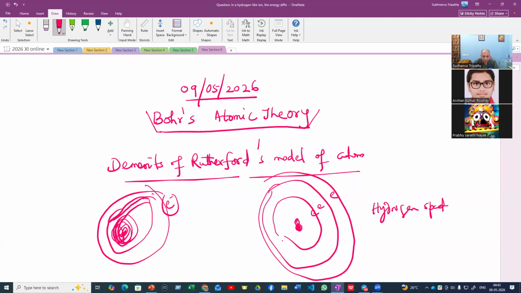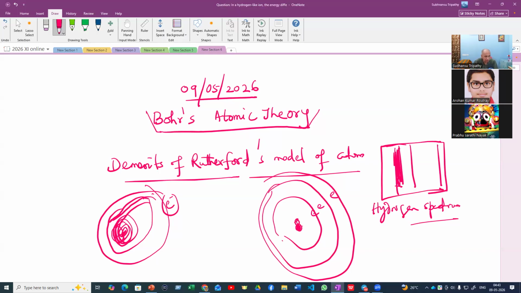Then Balmer came forward with his series. First line in the orange region, then second line in the blue region, and then after that, a few lines in the violet region, they merge. So you get a particular line spectrum. This is called the Balmer series, which showed that the energy levels are fixed.